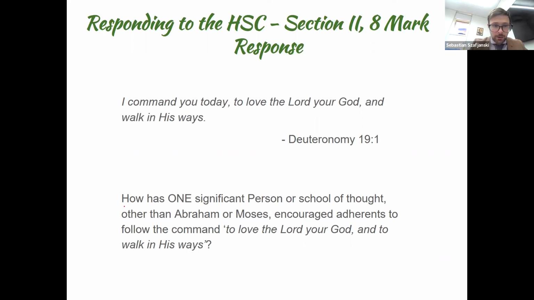But you see that our verb there is how, which generally links to explain, which looks at cause and effect, right? Or demonstrating a relationship. So how is one significant personal school of thought, in this one, we're talking about Holocaust theology. So how has Holocaust theology encouraged adherents to follow the command to love the Lord your God and to walk in his ways?